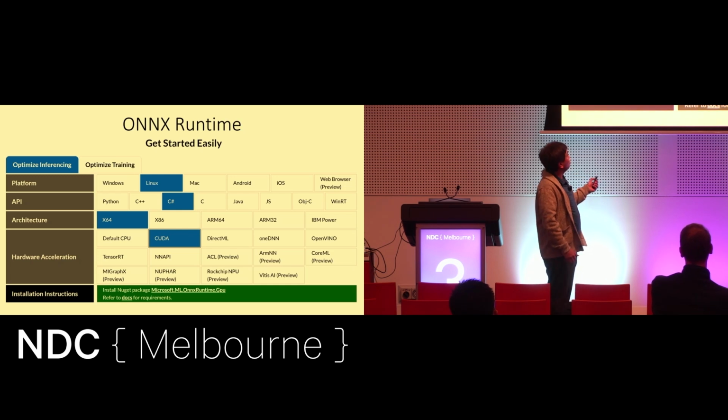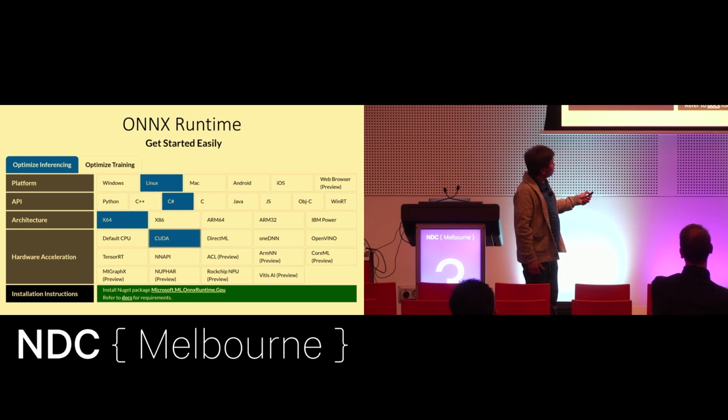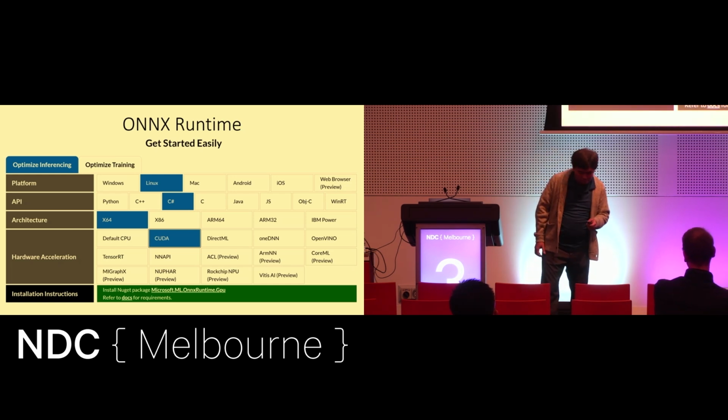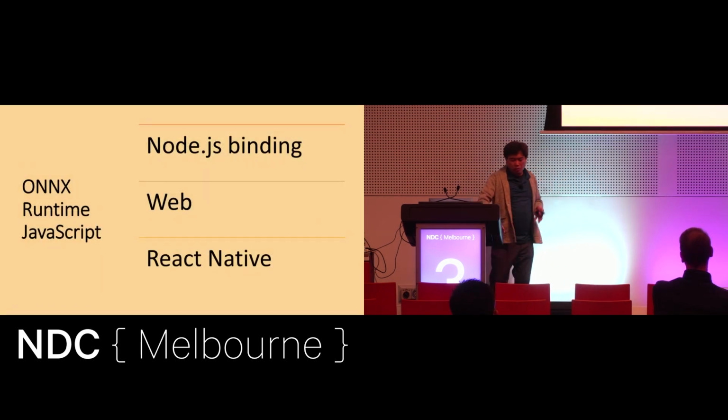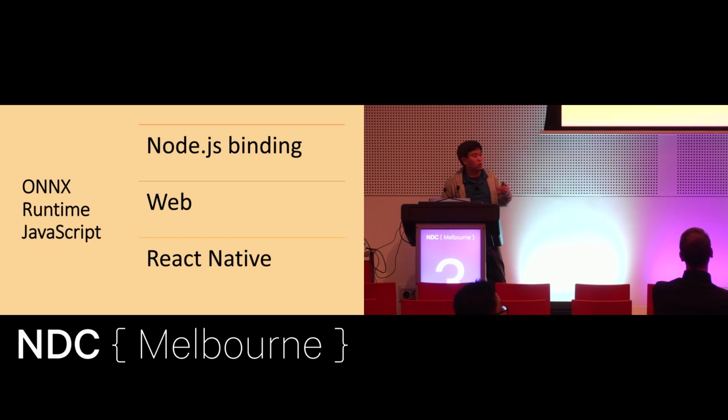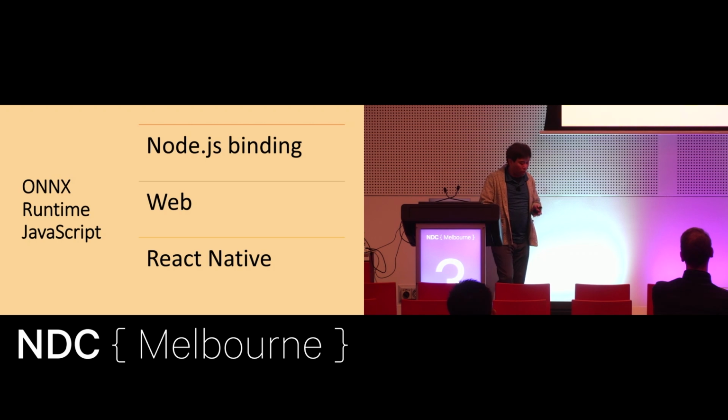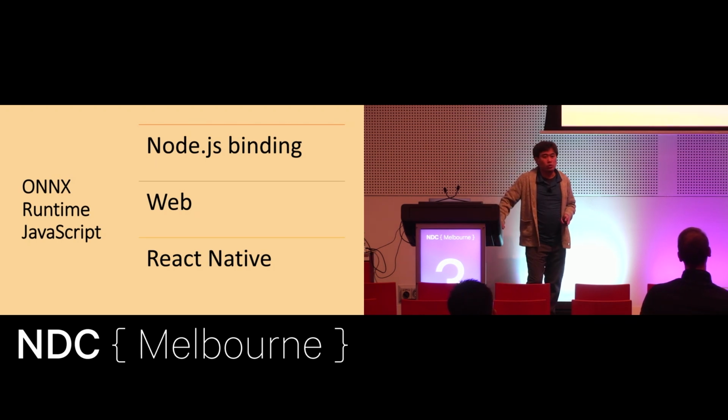So it's not just limited to what platform it is. An ONNX model can run on the browser, iOS, Android, Mac, and also different APIs. ONNX Runtime is available for JavaScript, and there is a Node.js binding. Also, you can run it on the web, and if you want to integrate it into your application, you can use React Native to do that.